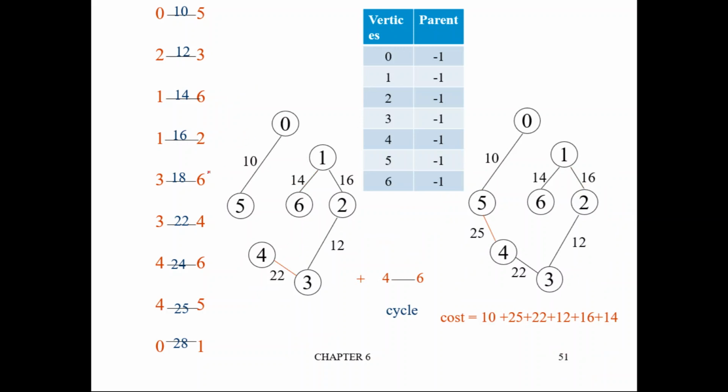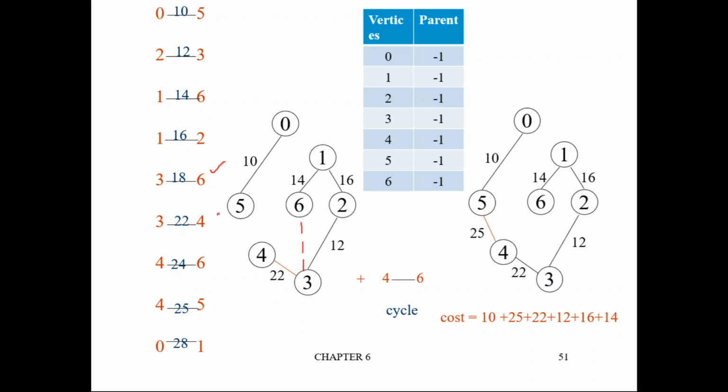Fifth edge is between 3 to 6. Now if you add this, will it create a cycle? Yes, it will create a cycle. So don't add. If it will create a cycle, don't add. So 3 to 6 we are not going to add. Okay. Next what?